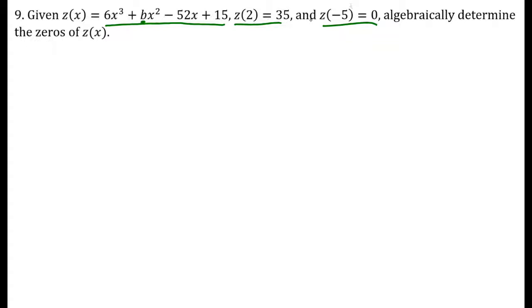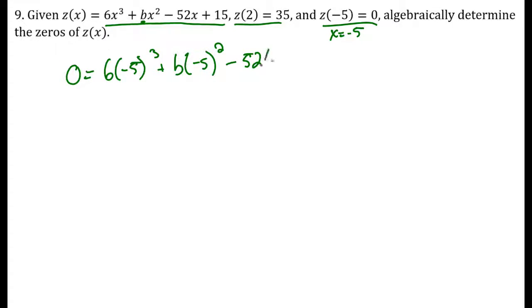I like working with this one because it's equal to 0. So when I plug in a negative 5, when x equals negative 5, I get out a 0. So 0 equals 6 times negative 5 cubed plus b times negative 5 squared minus 52 times negative 5 plus 15.